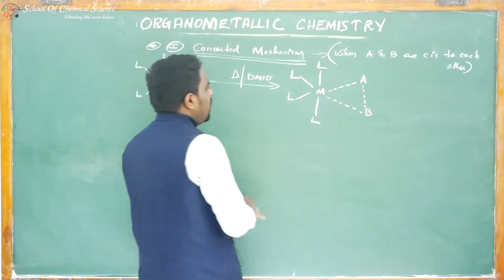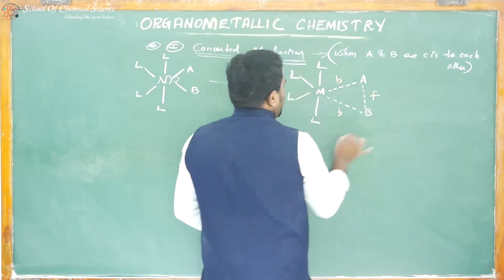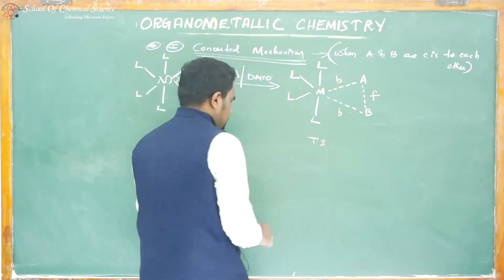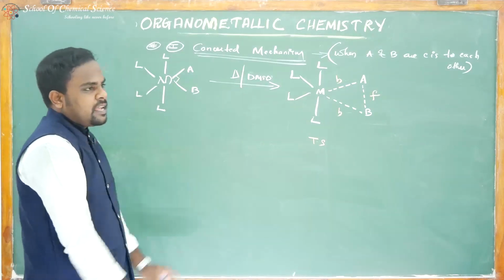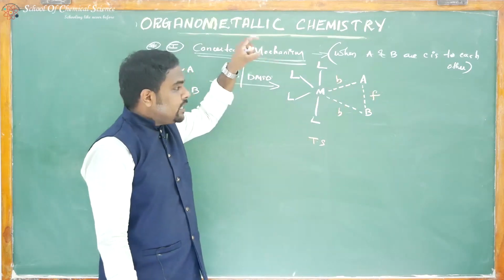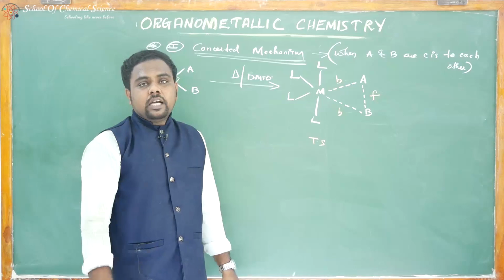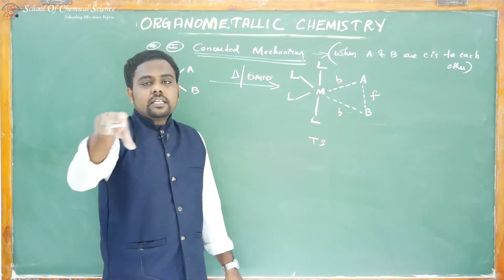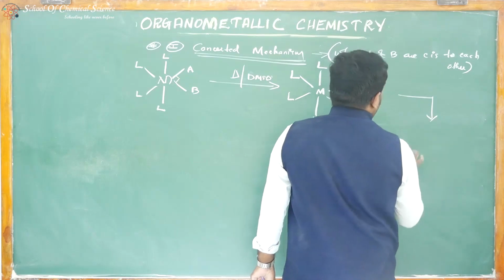Okay, so this bond is a breaking bond, this is a breaking bond, this is a forming bond, and this is a transition state. Bond breaking and bond making, or breaking of bond and formation of bond, taking place in a single step, such a reaction is called a concerted reaction. Bond breaking and making in a single step. Immediately it will be converted into AB.